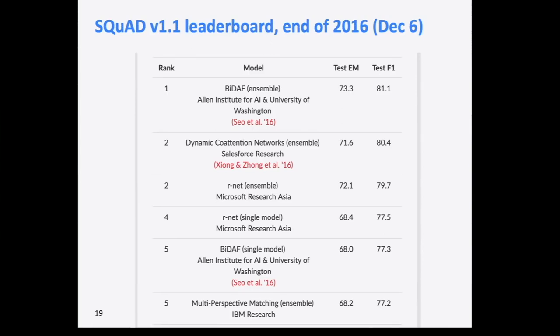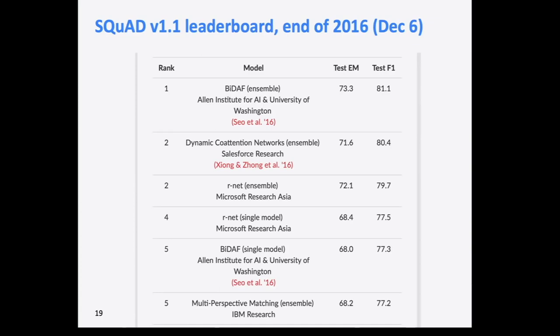So here at this time was the top of the leaderboard. I'll talk later about this BiDAF system from AI2, the Allen Institute for Artificial Intelligence, and the University of Washington. It was getting to 77 as a single system. But like in just about all machine learning, people pretty soon noticed that if you made an ensemble of identically structured systems, you could push the number higher. If you ensemble those, you could get another about 4 points, and get up to 81 F1.